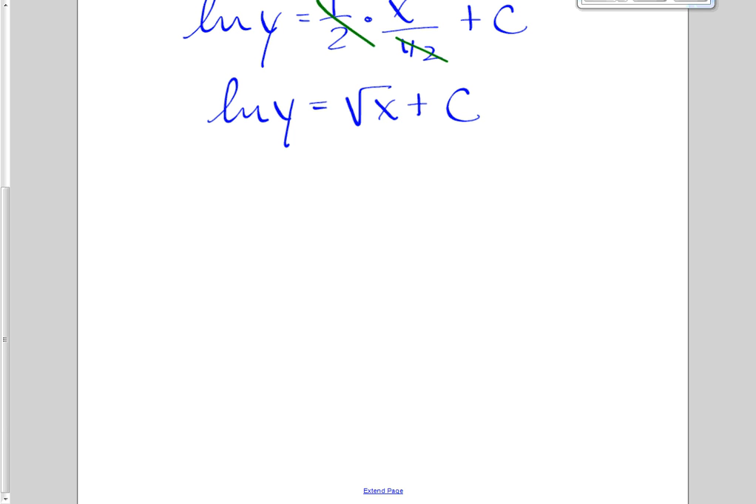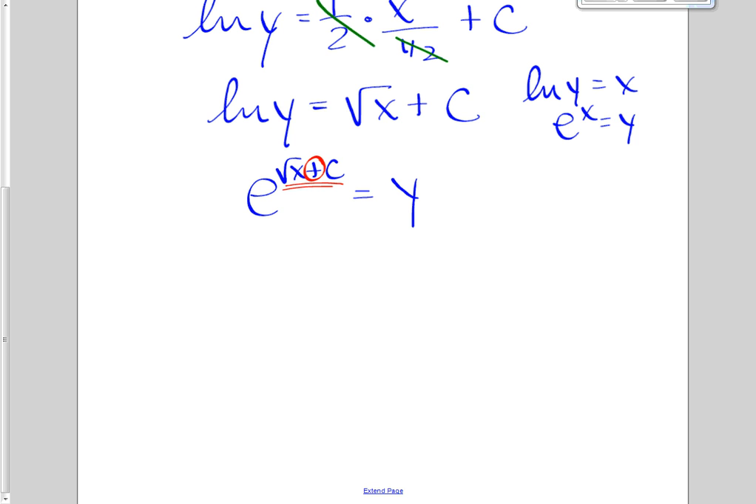So this is just using regular algebra log rules. The idea is that if I've got ln y equals x, I can change that to say e to the x equals y. So I'm going to do that same thing, but in this case it's going to be e to the radical x plus c equals y. And then with this piece up here, I've got this plus in between.